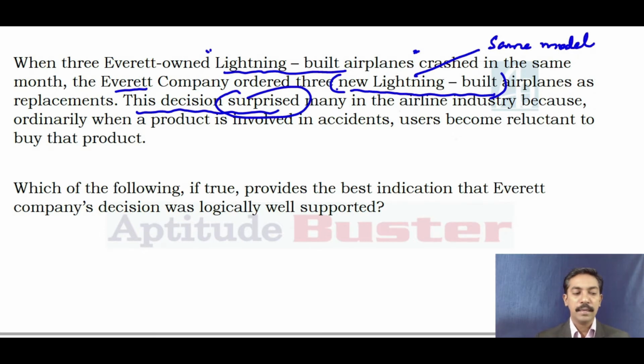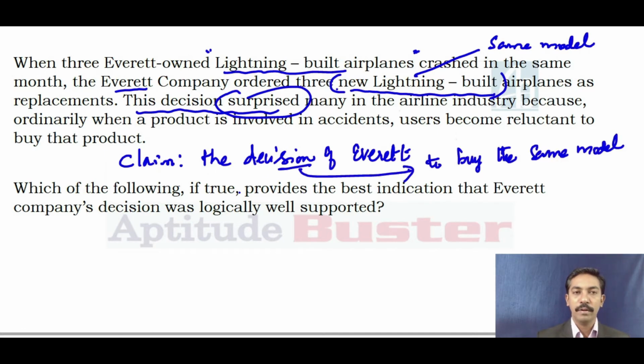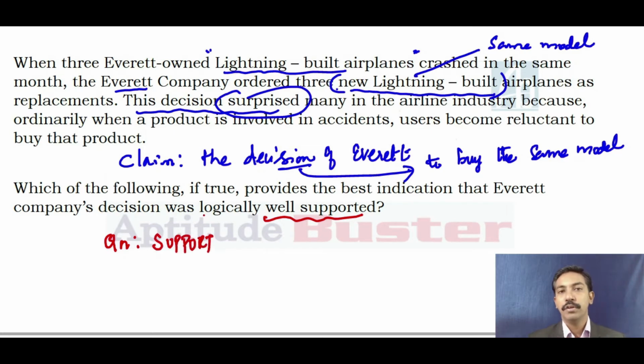This is what the claim of the argument, if you want to summarize, is the decision of Everett company. What is the decision? The decision is to buy the same model. First, we have ensured that we understood the claim. Let's read the question. Which of the following, if true, provides the best indication that Everett company's decision was logically well supported? The question asks you to choose a choice that would support the logic of Everett.